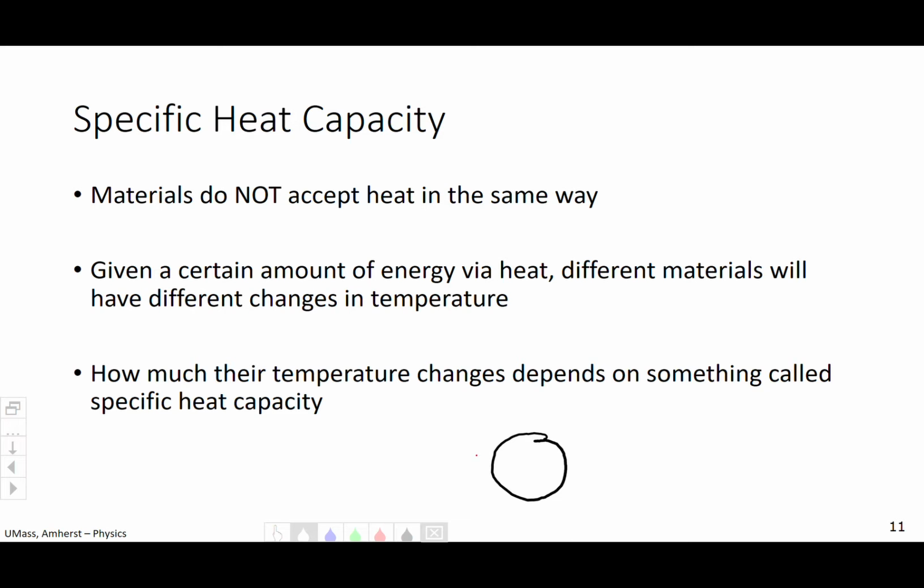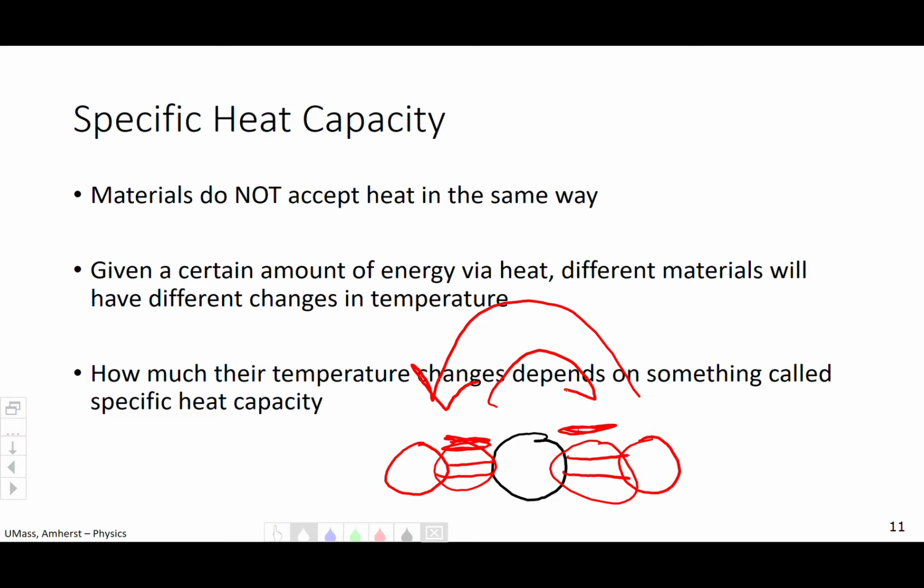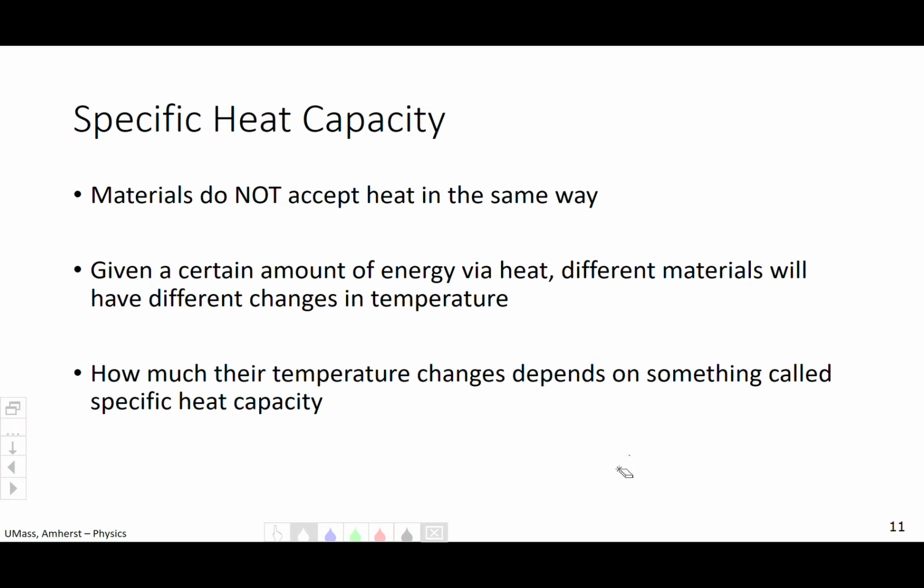However, if we have some triatomic molecule, let's say, it can vibrate back and forth with these bonds. It can vibrate. It can rotate back and forth, and it can spin on its other axis. And so there's all other kinds of places to put that energy. And that was why you have a difference. So given a certain amount of energy via heat, different materials will have different changes in temperature.